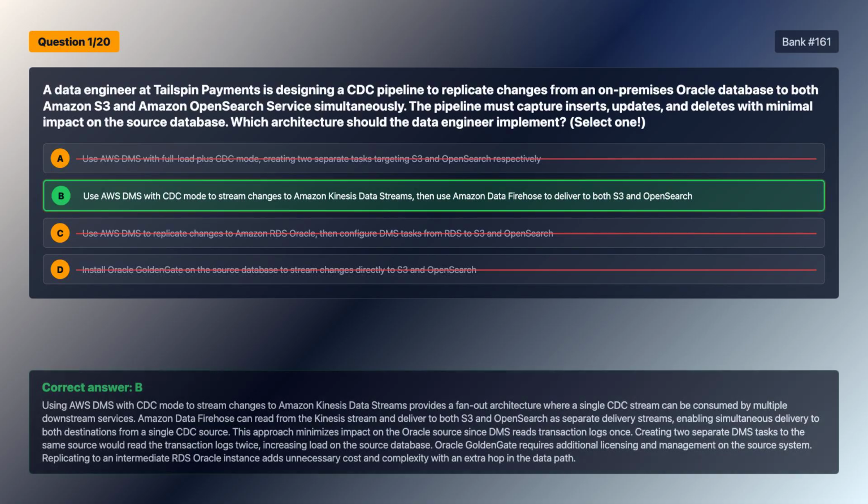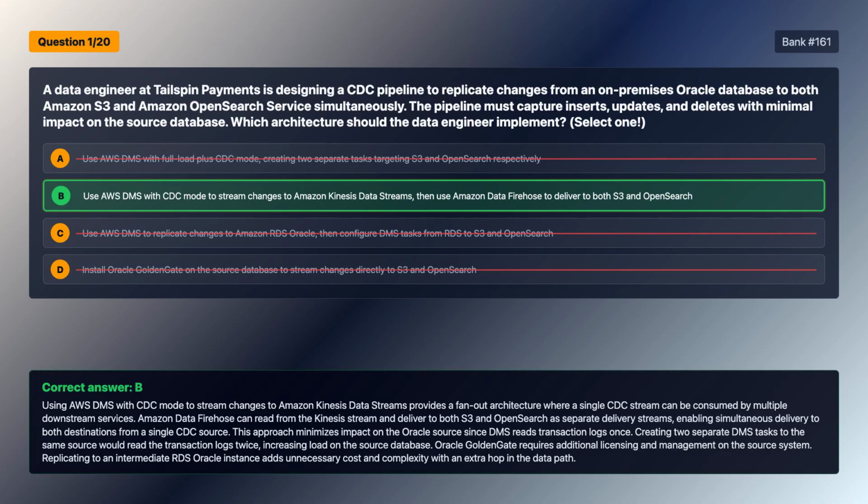The correct answer is option B. Using AWS DMS with CDC mode to stream changes to Amazon Kinesis data streams provides a fan-out architecture where a single CDC stream can be consumed by multiple downstream services. Amazon Data Firehose can read from the Kinesis stream and deliver to both S3 and OpenSearch as separate delivery streams, enabling simultaneous delivery to both destinations from a single CDC source.